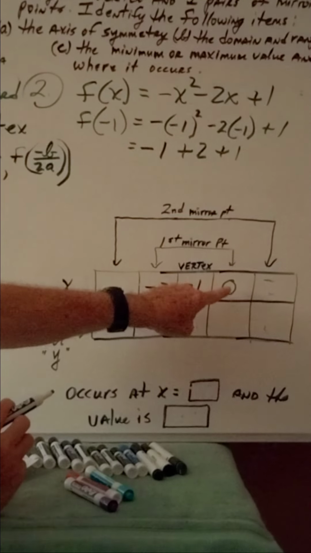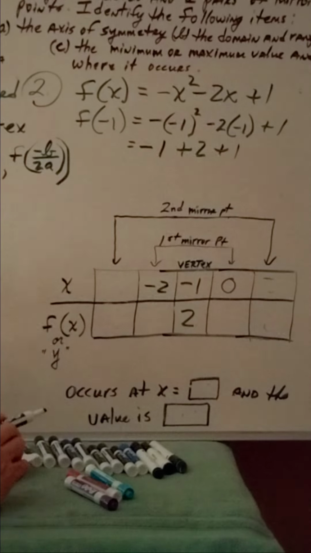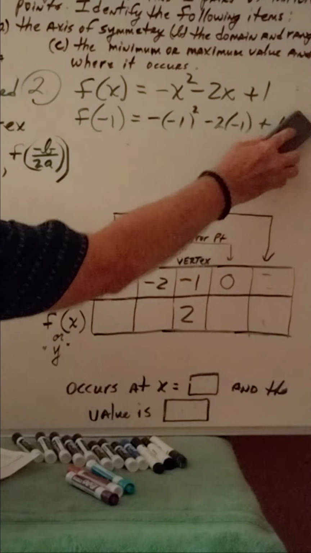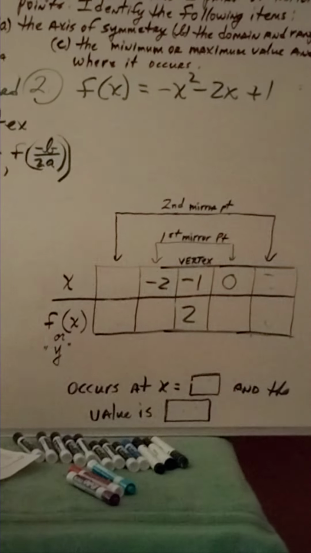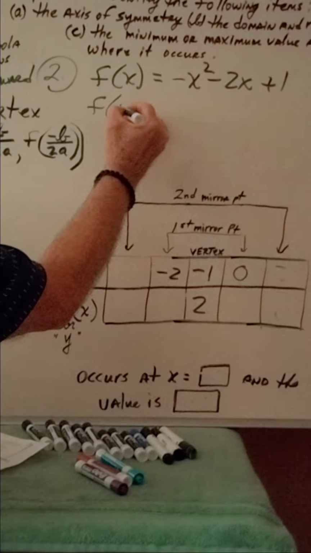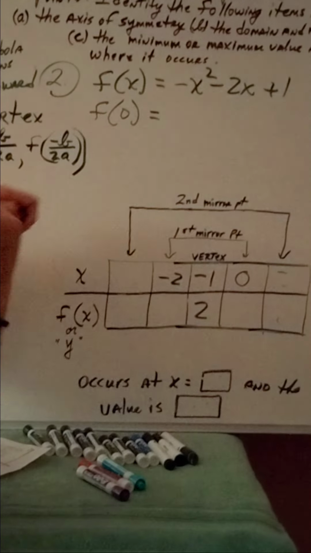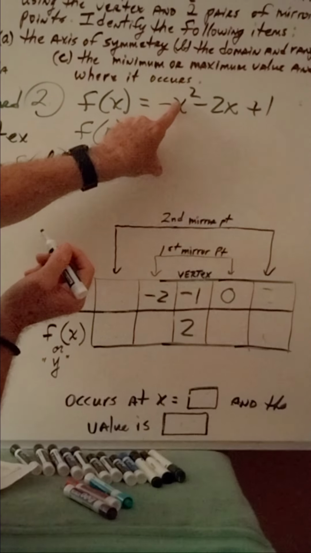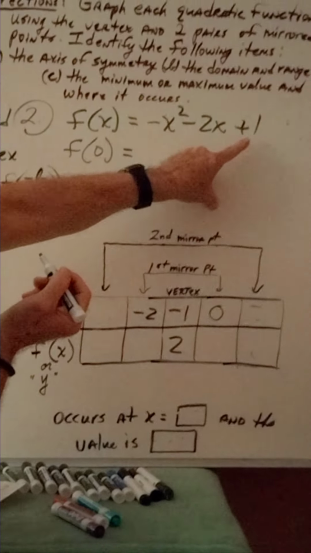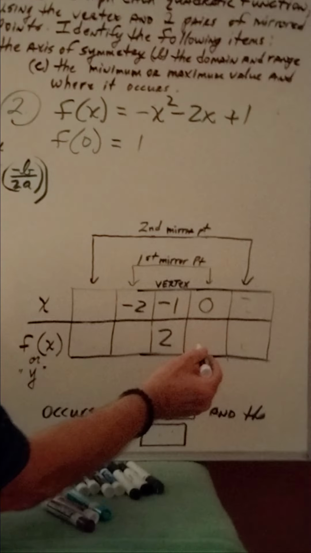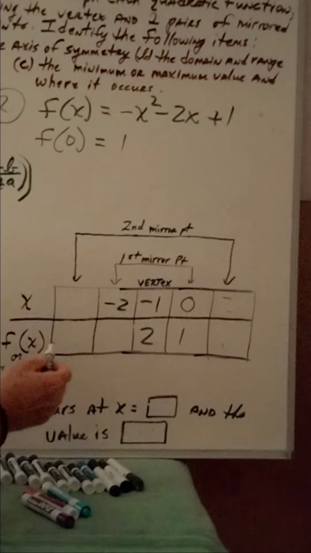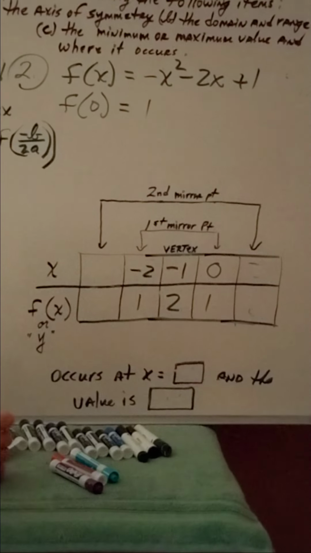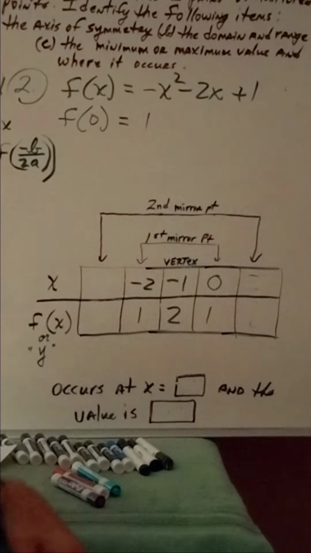Let's use 0. He's much easier to work with than that negative 2. Let's use the idea of 0. F when the domain is 0. I think we can do it right here. All of this, when 0 gets substituted, is 0. So we get 1. If he's 1, then this one right over here has got to be 1. That's nice. Let's get the final mirrored point.